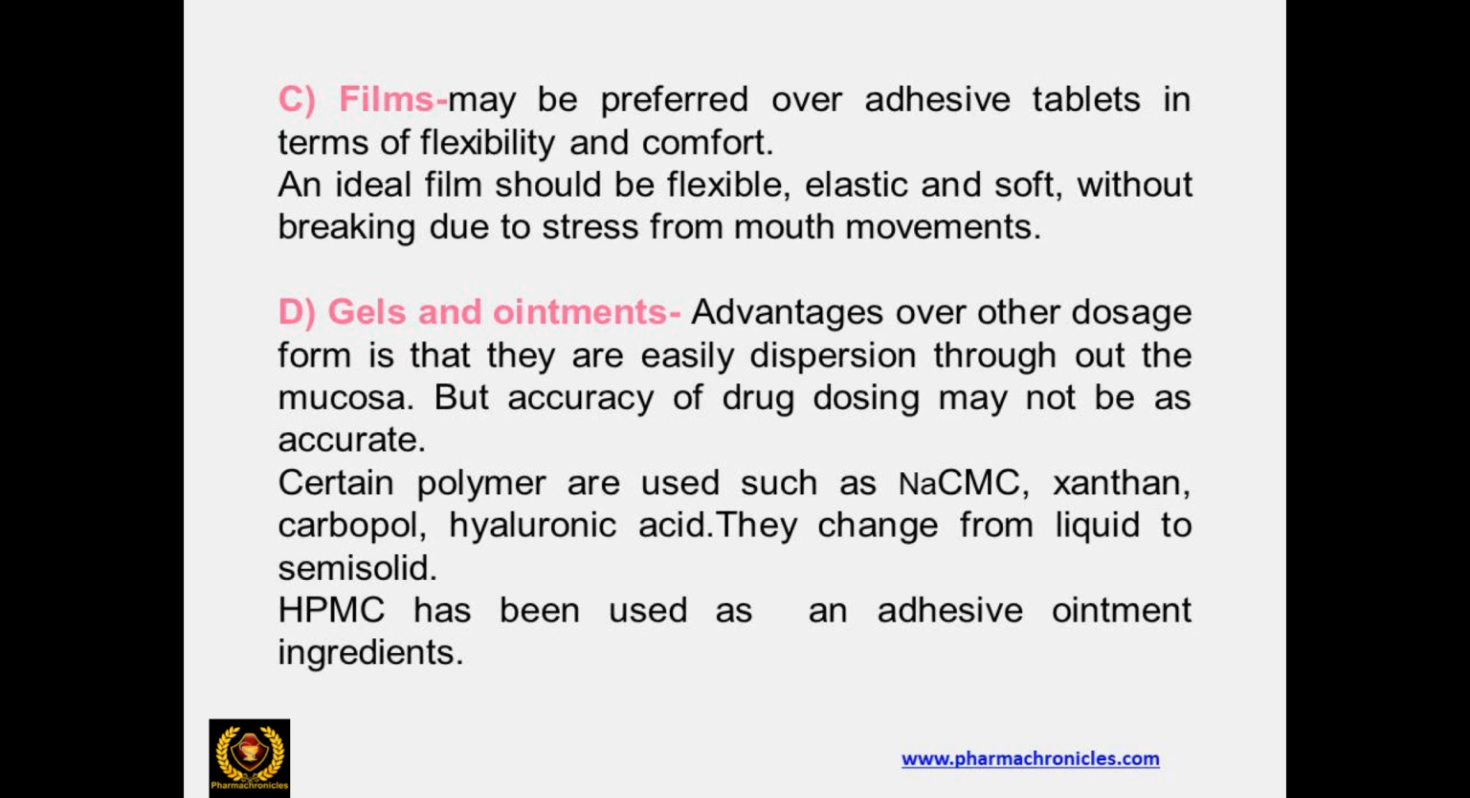D. Gels and ointments. An advantage over other dosage forms is that they are easily dispersed throughout the mucosa. But accuracy of drug dosing may not be as good. Certain polymers are used, such as NaCMC, xanthan, Carbopol, hyaluronic acid. They change from liquid to semi-solid. HPMC has been used as an adhesive ointment ingredient.